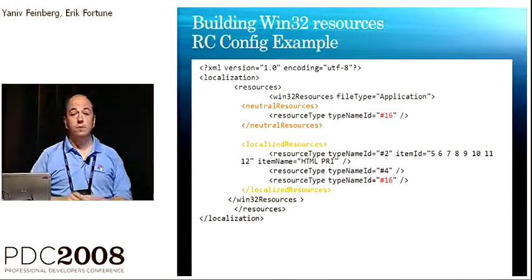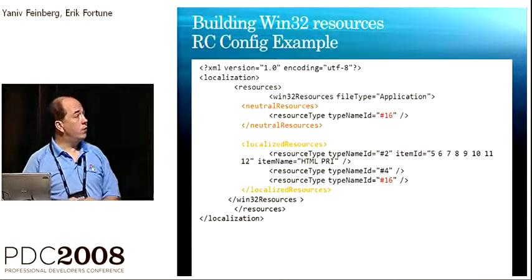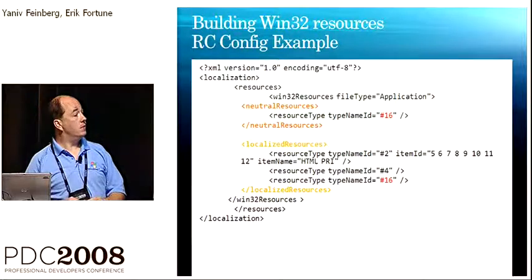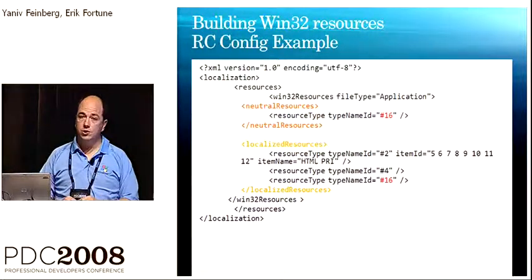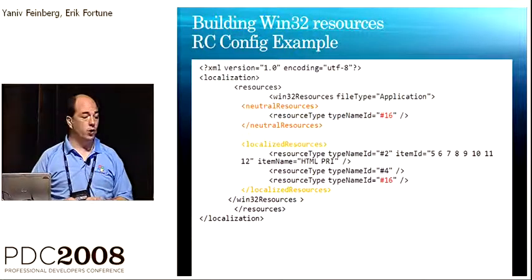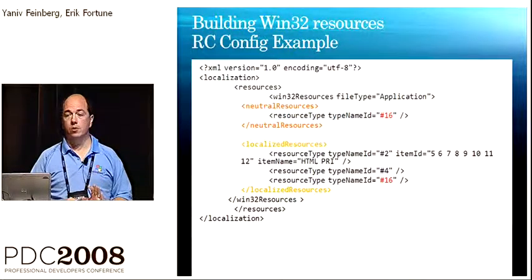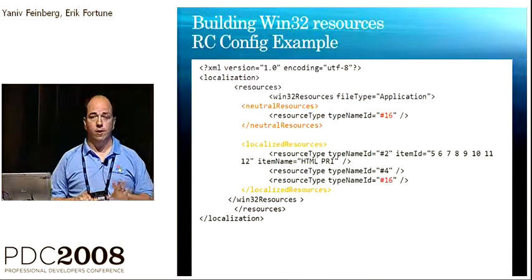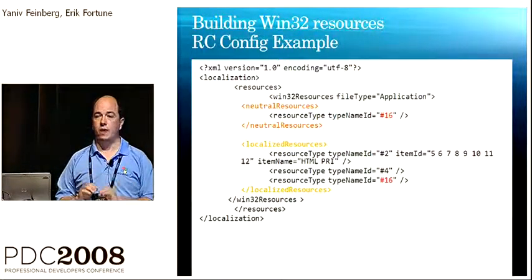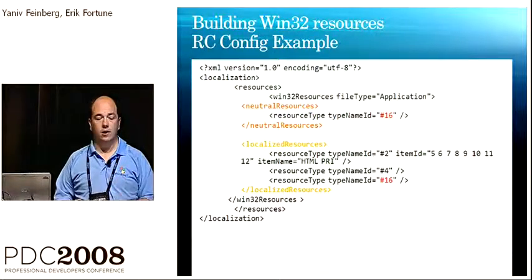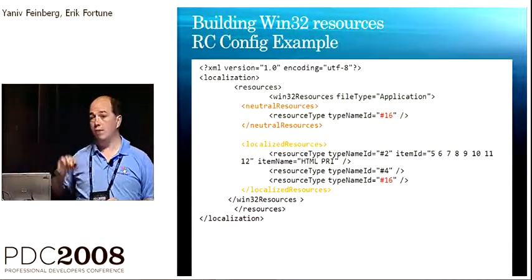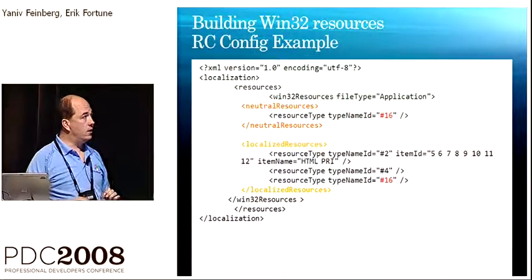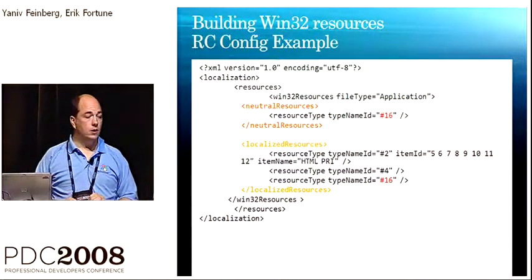So the RC config is a pretty straightforward format. Basically, the important piece is the localized resources section there, which tells the resource compiler, or MUI RCT, which resources go into the satellite resource files. By default, any resource that isn't specified stays in the language neutral file. Anything that's specified in localized resources goes only to the MUI file, to the satellite file. It does not stay in the main file.